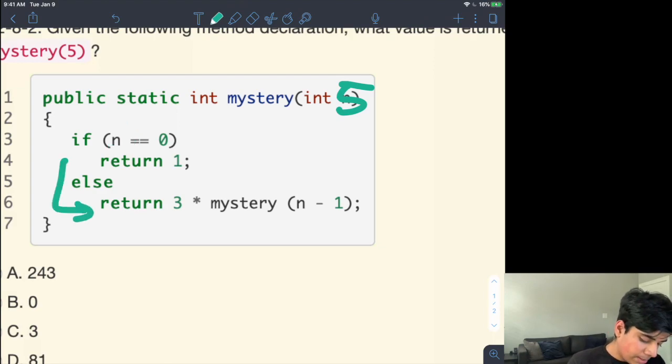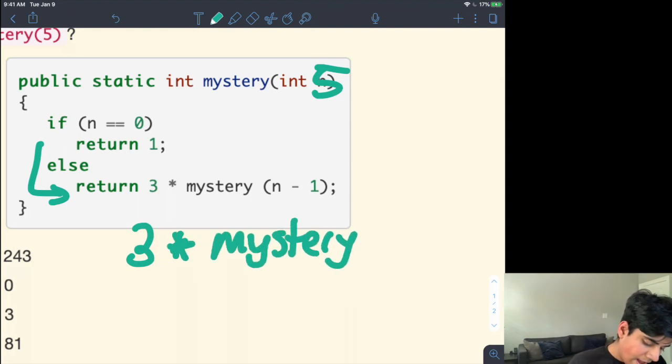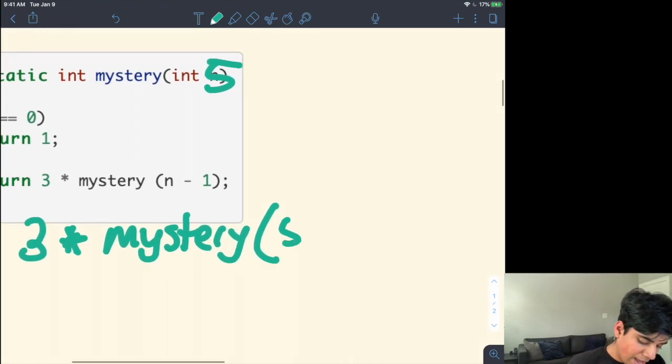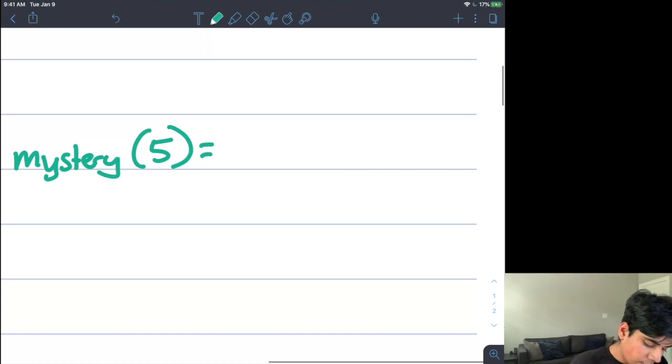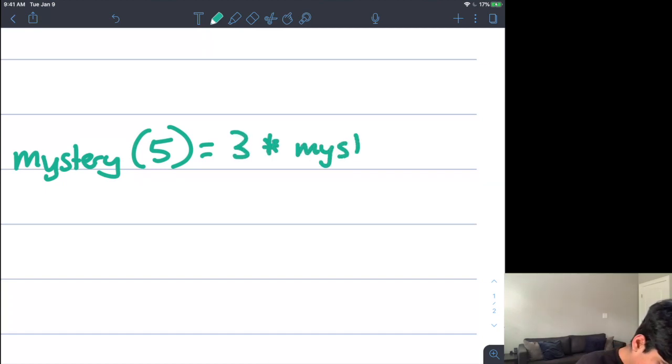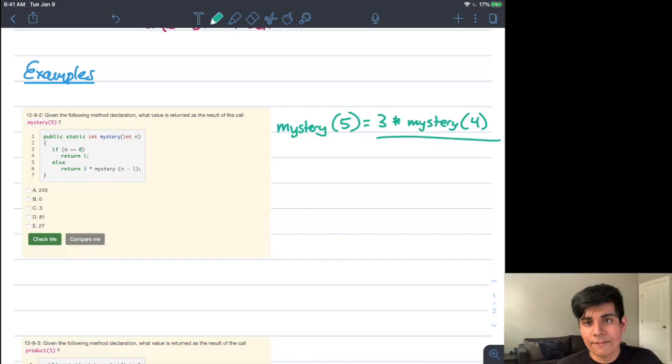In the else statement, I'm going to be returning 3 times mystery again, and then n minus 1, or 5 minus 1. So over here, what I'm going to be setting this equal to is 3 times mystery 4. The reason I put 4 is because it is n minus 1. Okay? So now I've written out one of my actual calls when I do 5.